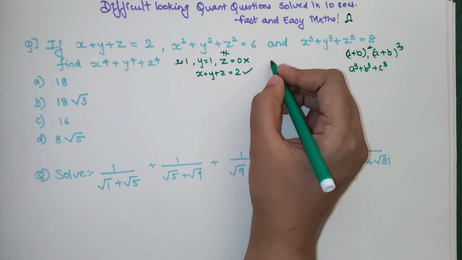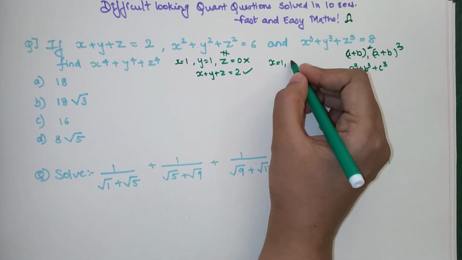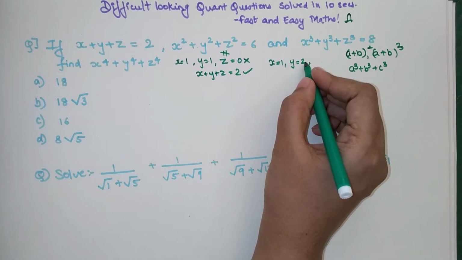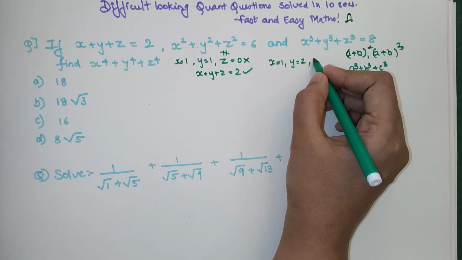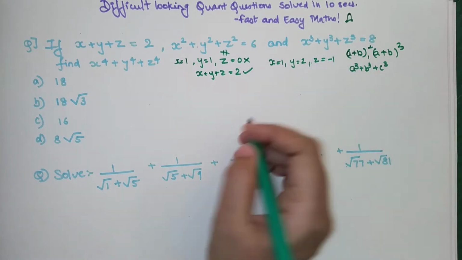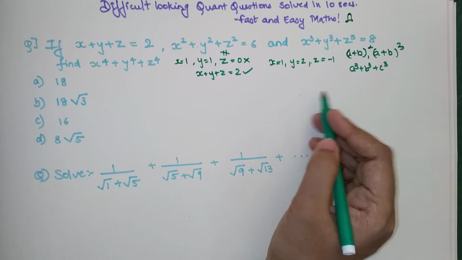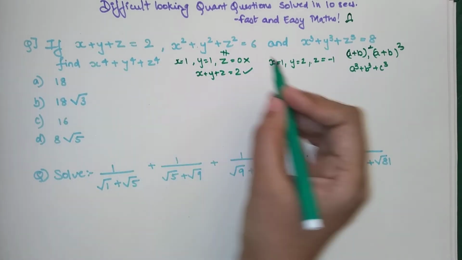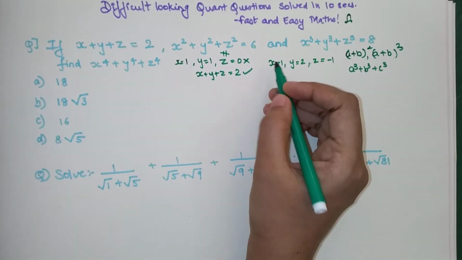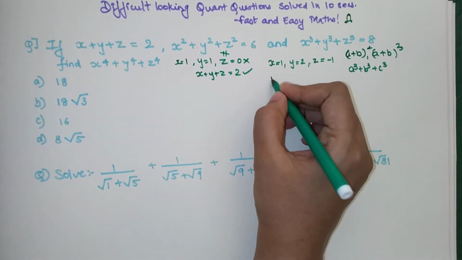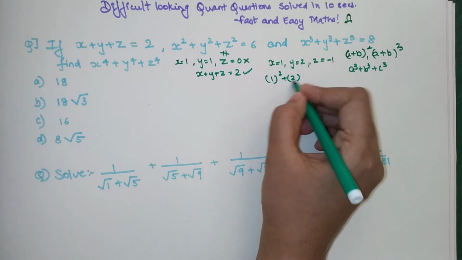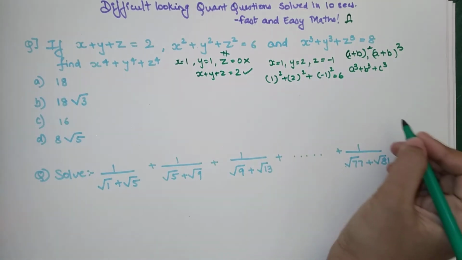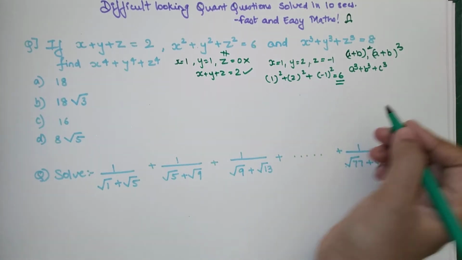Let's take x is equal to 1, and let's take y is equal to 2. But since x plus y will get you 3 and you wanted it to be 2, let's take z is equal to minus 1. If you take z is equal to minus 1, then x plus y plus z gets you 2, correct? Because 1 plus 2 minus 1 gets you 2. Now let's check for the next equation. So 1 square plus 2 square plus minus 1 the whole square, that gets you 6, and that is exactly what you wanted.